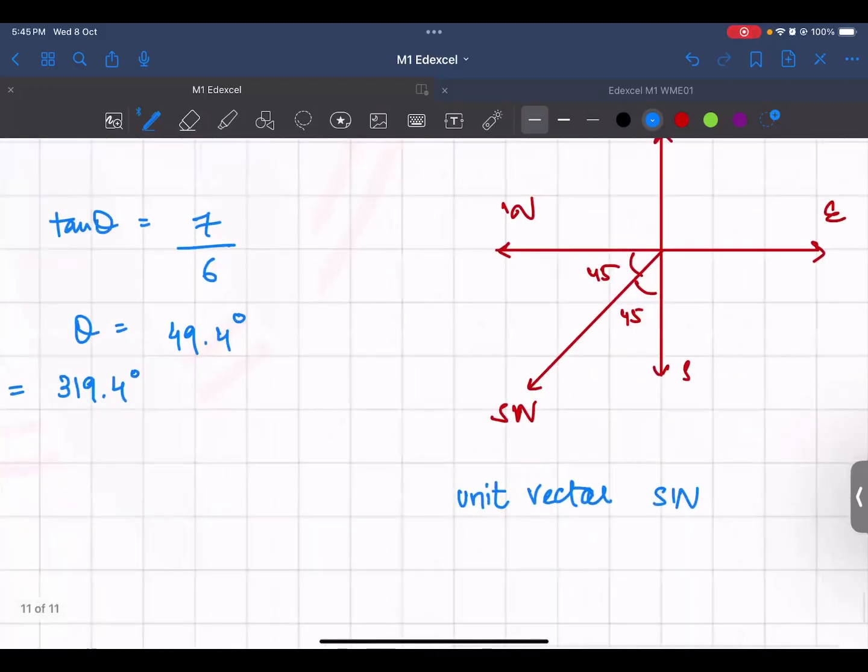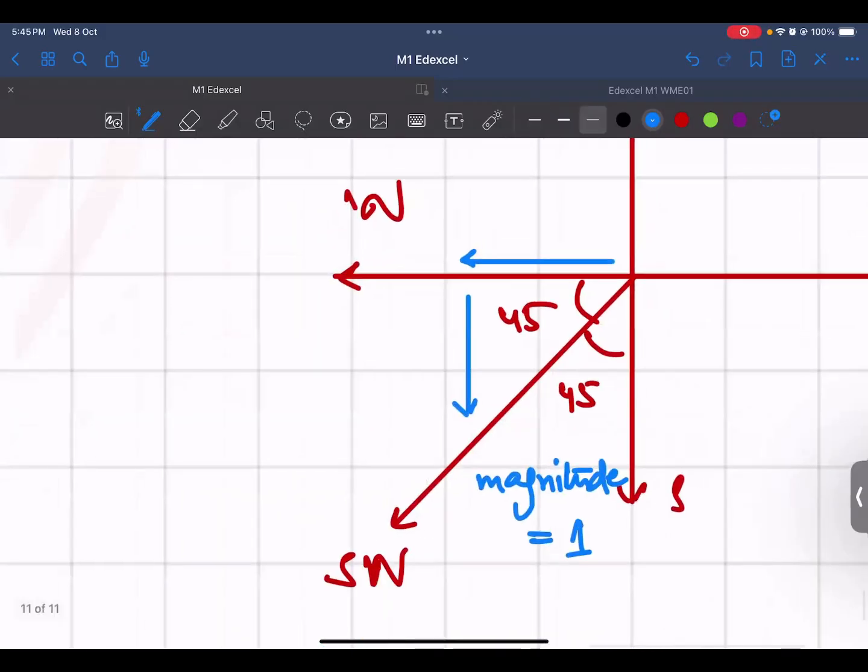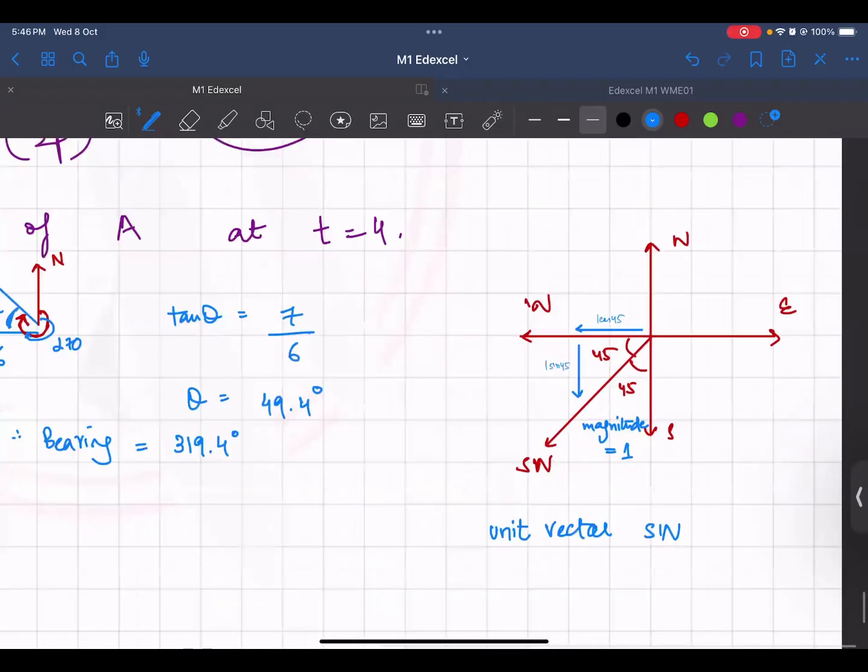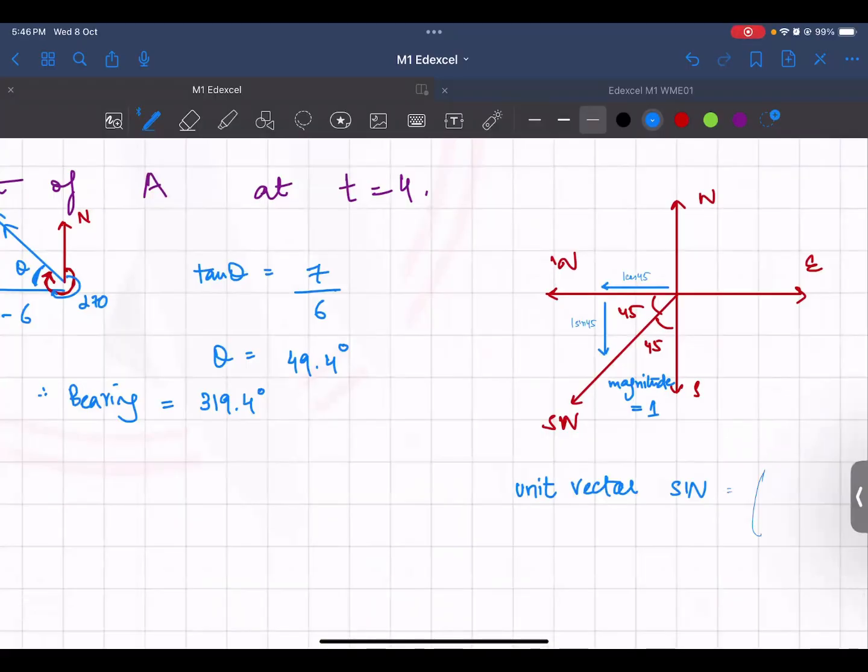You can break it down into components. If I say that the magnitude is 1, for any unit vector, let's suppose the magnitude is 1. If I break it down into the vertical and horizontal components, this one would be 1 cos 45 and this would be 1 sin 45. This would make minus cos 45 in the x direction because it is on the left side, and sin 45 would also be negative. Do you get it or not?